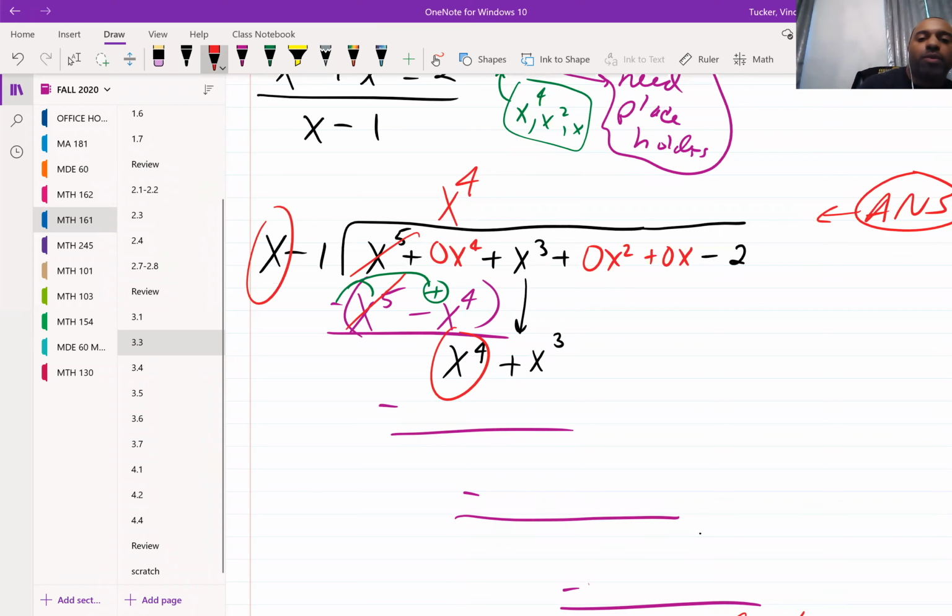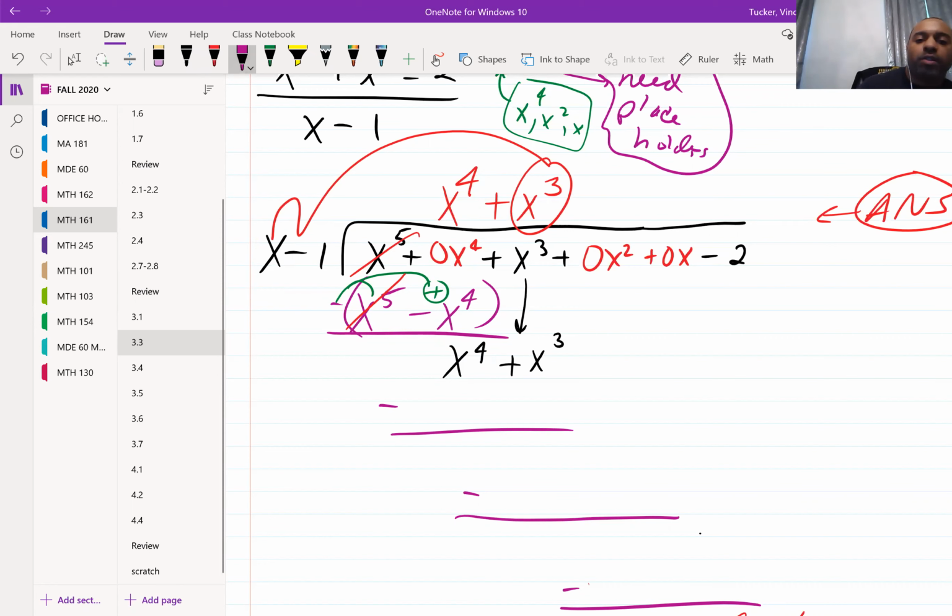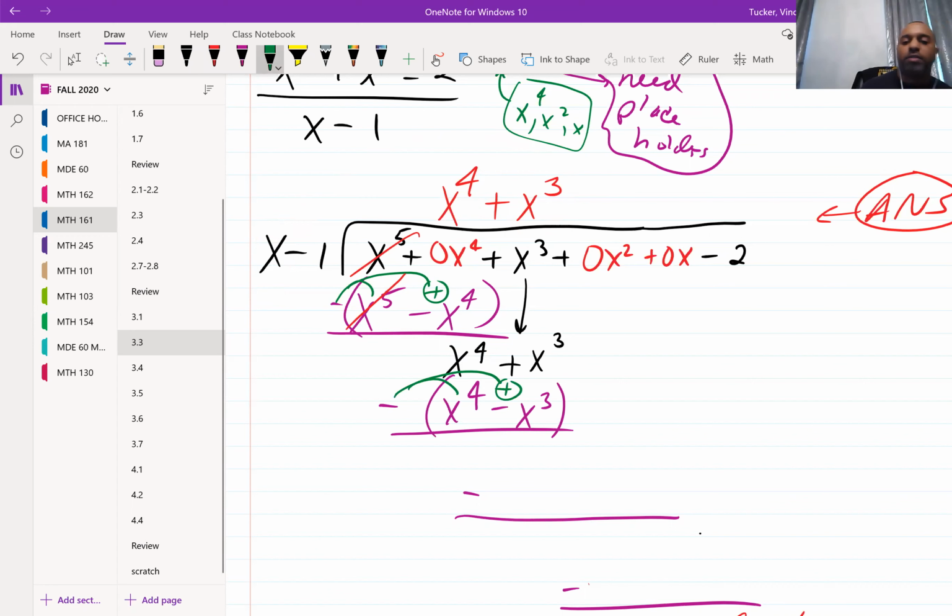What times x will give me x to the 4th? It's going to be x cubed. Once again, you're taking this x cubed and multiplying it to each term on the outside. So x cubed times x is going to give me x to the 4th. X cubed times -1 is negative x cubed. Once again, this minus sign needs to go to both. That'll be a plus right there. X to the 4th canceled. But now we have x cubed plus x cubed, which would be 2x cubed. Bring down our 0x squared placeholder.